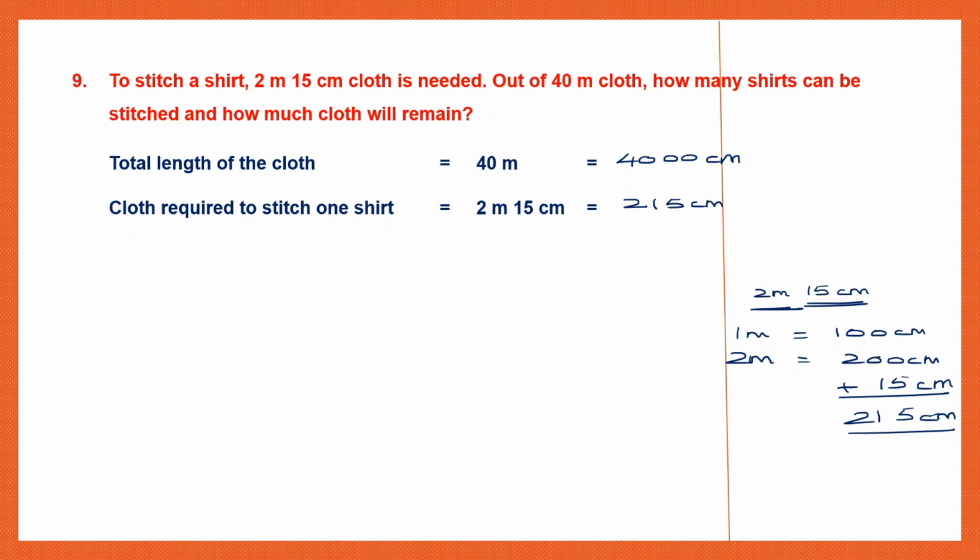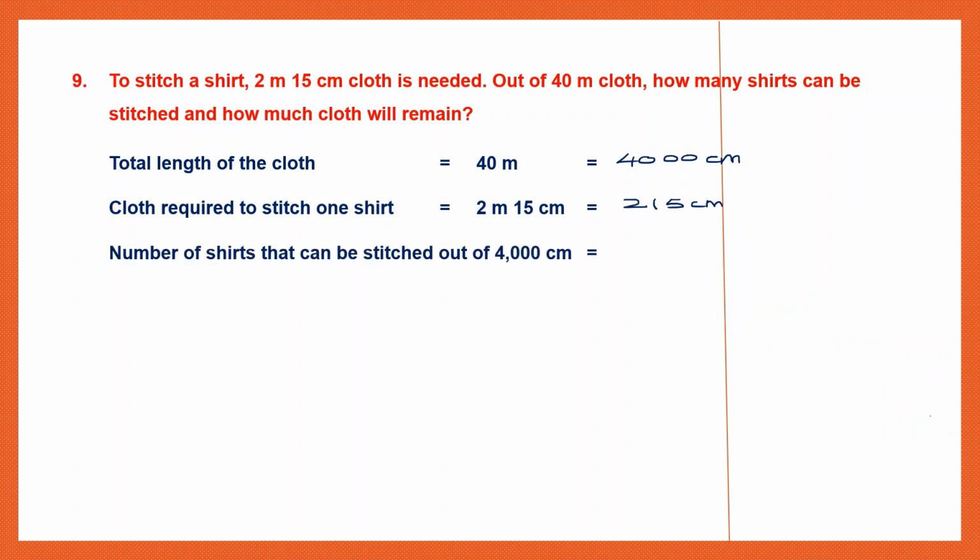215 centimeters. Now we need to find the number of shirts that can be stitched out of 4,000 centimeters. So that will be 4,000 centimeters divided by 215 centimeters. So when we divide these two, we will know how many shirts can be stitched. So let's do that. Let's divide 4,000 centimeters by 215 centimeters. So let's take 400 now. Here, let's take 400. So 215 into 1 is 215.